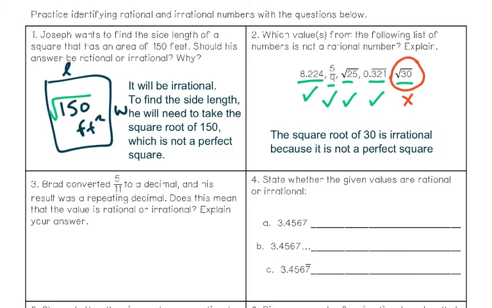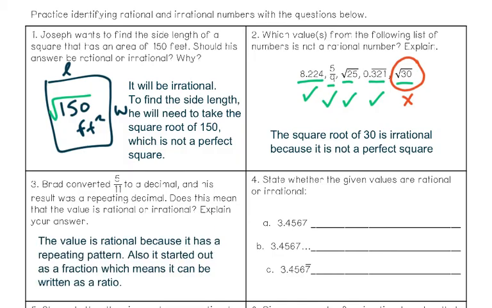The second reason we know is because a rational number could be a decimal with a repeating pattern. So it started as a fraction, which means it can be written as a ratio. And it also means, since we have a repeating decimal, that it is a rational number, just by definition. So make sure that where it says explain your answer, you're taking the time to write out in sentences why the answer is correct.